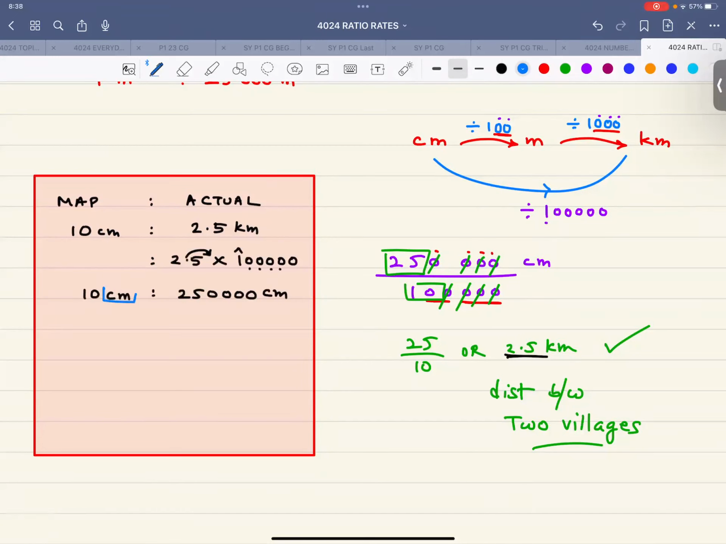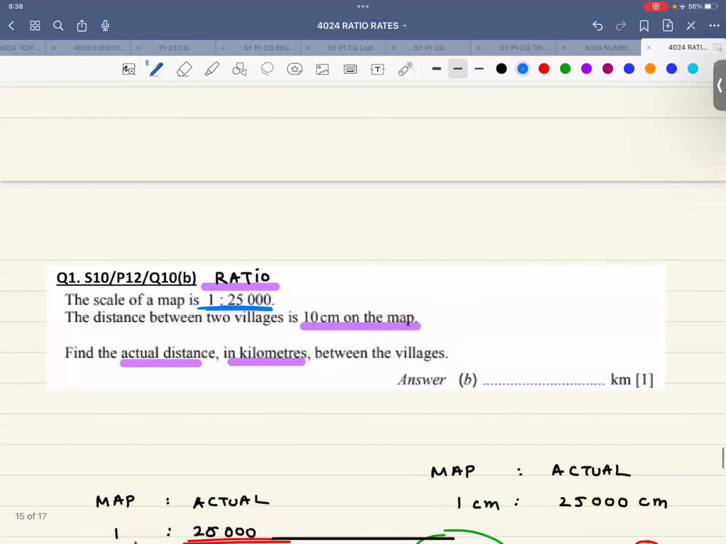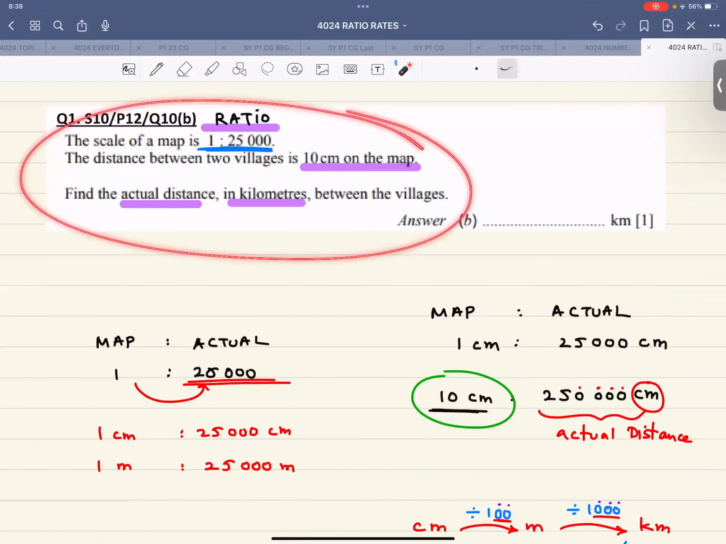Now let me get rid of the centimeter, and let's divide by 10. What do I get? 1 is 2, 2, 5, and 3 zeros, because this 0 cancels out. This is what the question started with. So this is in the form 1 is to n. So I have used this question in the original sense which the examiner intended.